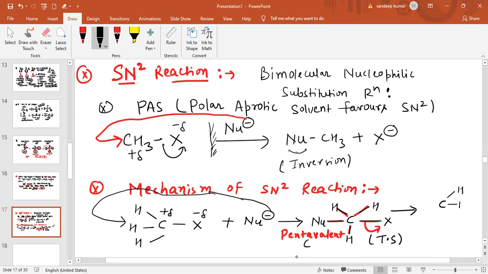The product obtained will be like this: CH, CH, CH, and this is the nucleophile. You can easily identify the difference. This CH3 group was on the left side, but now the CH3 group is on the right hand side. The leaving group was on the right hand side, and the nucleophile comes in place of the leaving group on the left hand side. So this is basically the inversion of configuration.